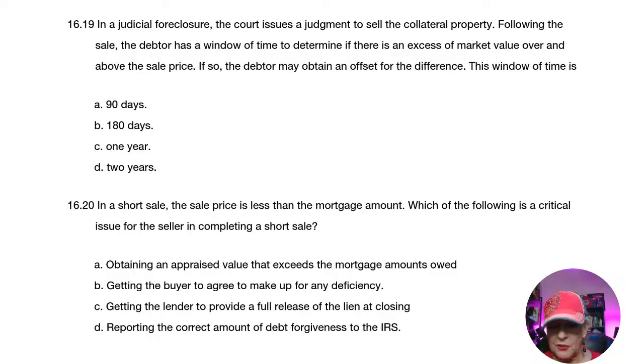So in a short sale, what the borrower wants to do, the owner of the home, because it's owned by the borrower and not by the lender when it's a short sale. When it's foreclosed, it belongs to the lender, right? It got foreclosed. And so in this case, the borrower wants the lender to provide a full release of the lien at closing, so that they don't have to keep paying whatever balance there was.